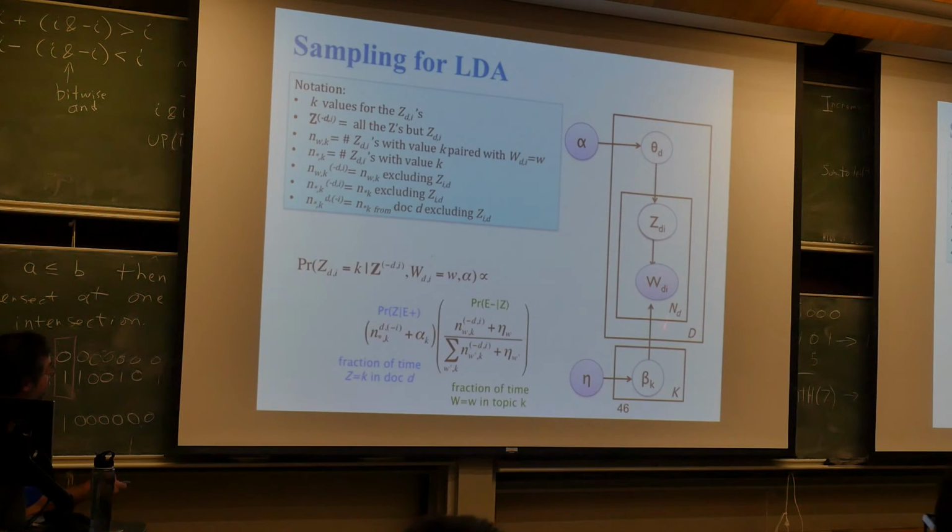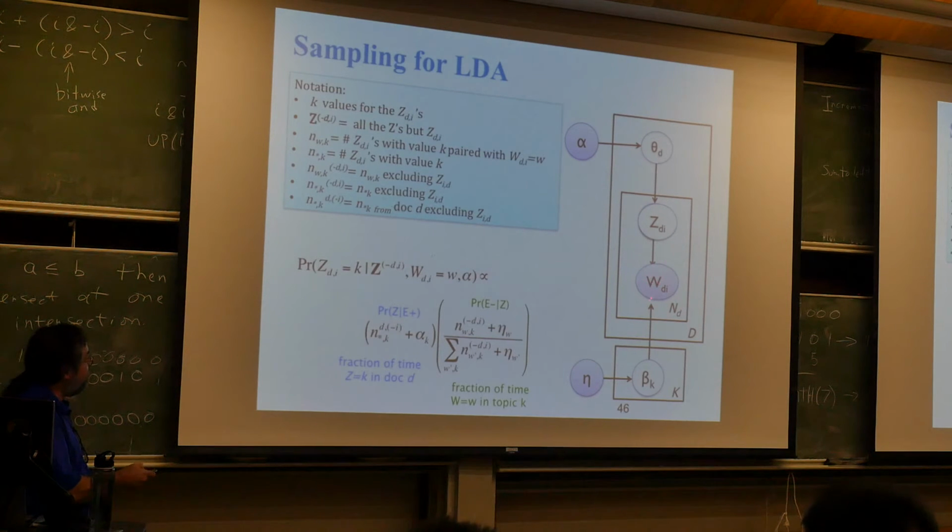The other part is the downstream evidence. Here, since the downstream evidence is surreptitiously linked through beta to all the other Z's, I have this. If you work this out, this is the fraction of the time that the word W is assigned to this particular word W in topic K. So this is the fraction of time that you're in topic K in this document, according to the current sample. And then this is the fraction of time that, given you're in topic K, you've chosen word W. That's what these counts are, and this is just the smoothing. So that's the sampling.